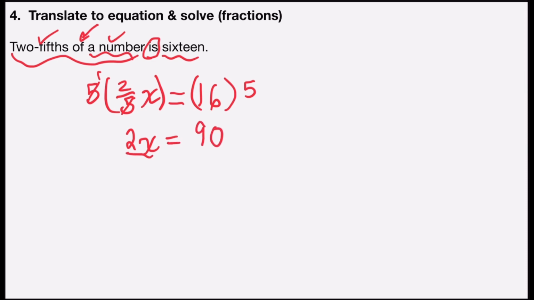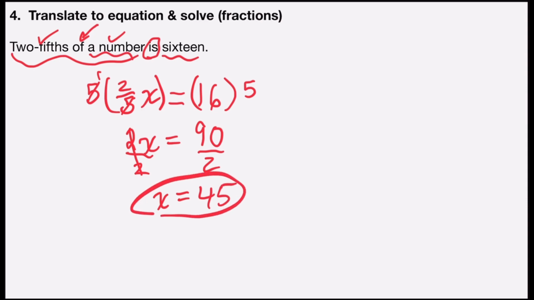Now all I have to do is simply divide both sides by 2 in order to make the variable coefficient equal to 1. 2 divided by 2 is 1x, and 80 divided by 2 is a clean division of 40. And so x will equal 40.